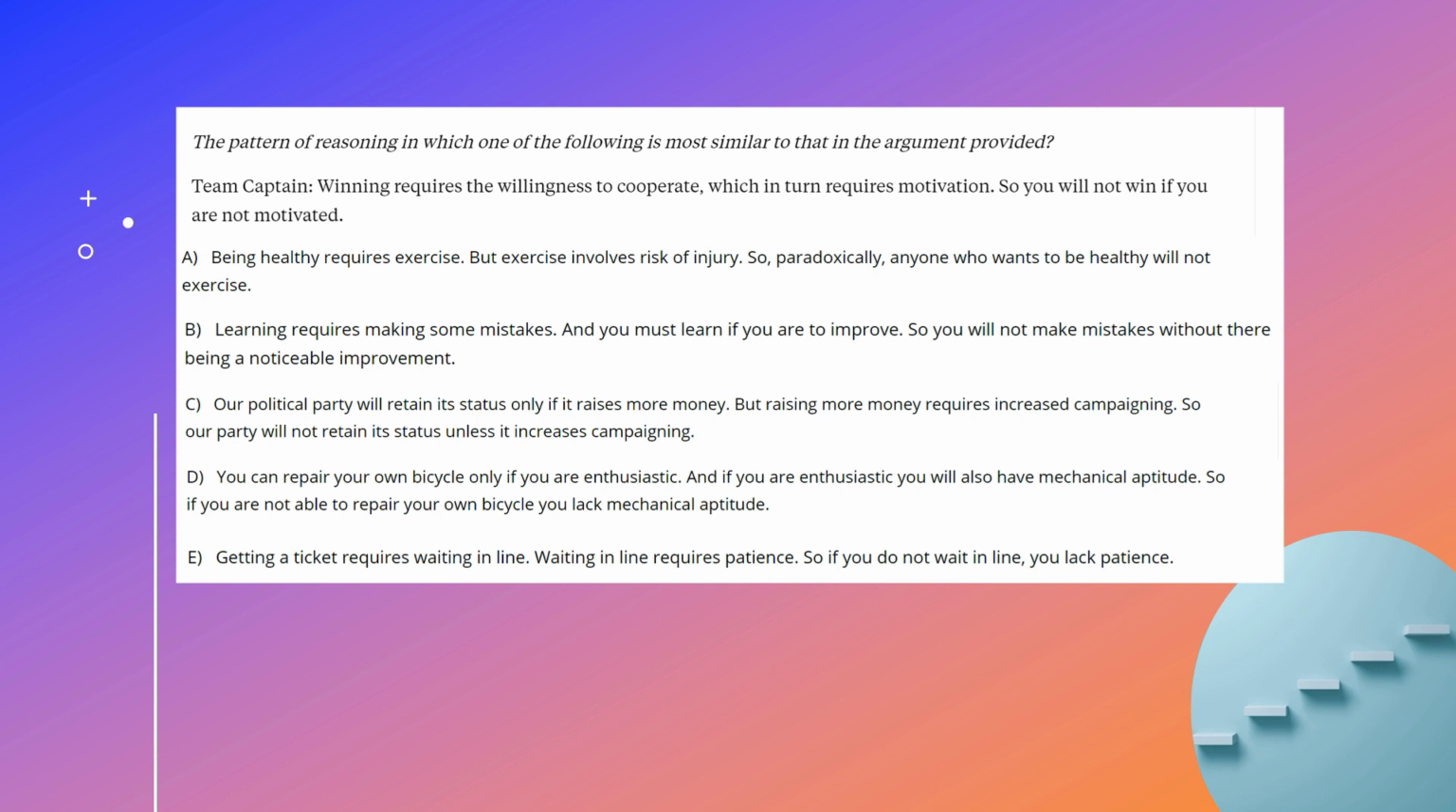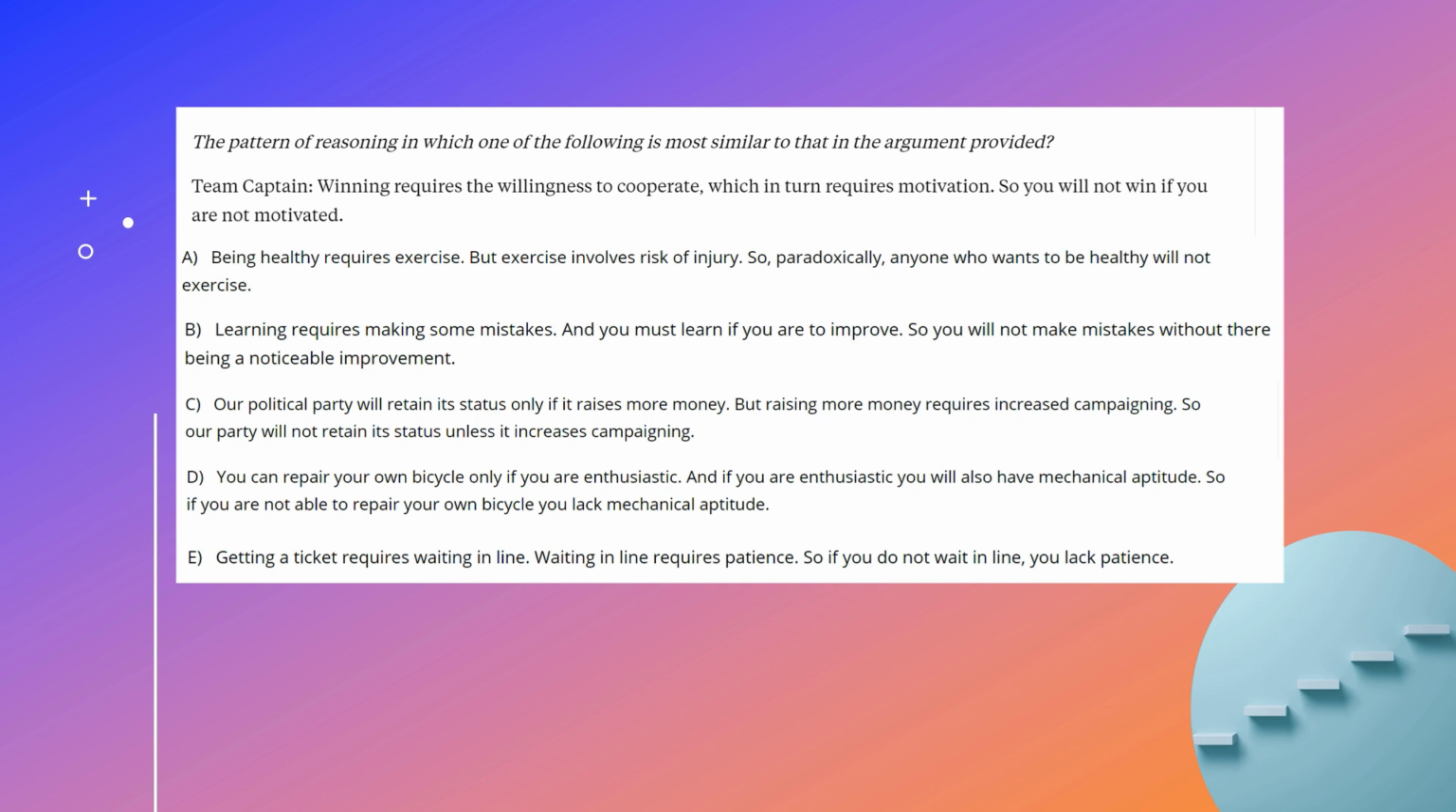Very much flawed, just like the question I created was flawed. Just because we pass one of the conditions, we make mistakes, doesn't guarantee we'll get the objective. We won't definitely have noticeable improvement just because we've made mistakes. Also, kind of common sense. It's not necessarily true that if you make mistakes, you're definitely going to improve. So you can also kind of eliminate it because it's flawed logic due to common sense.